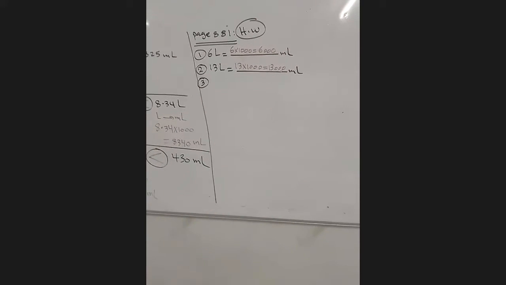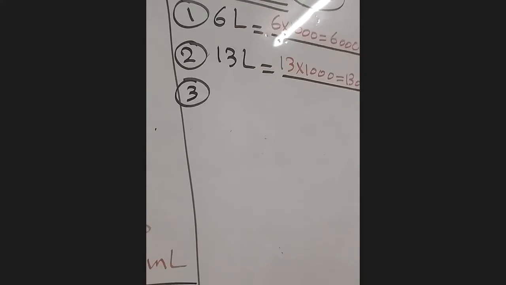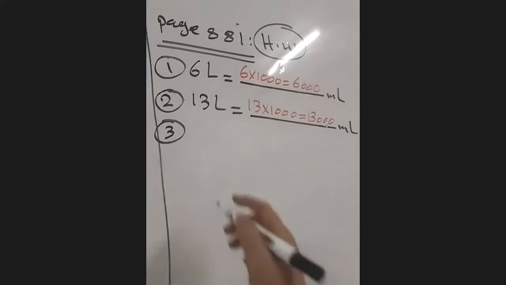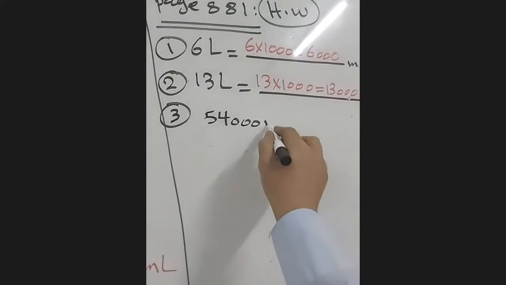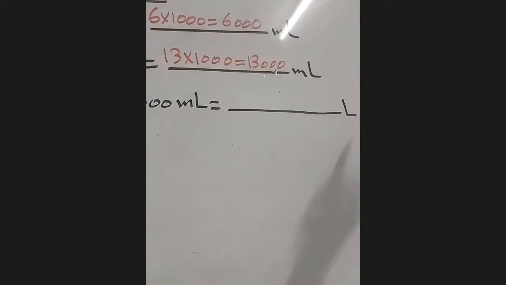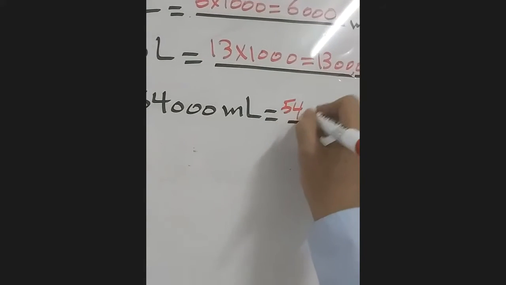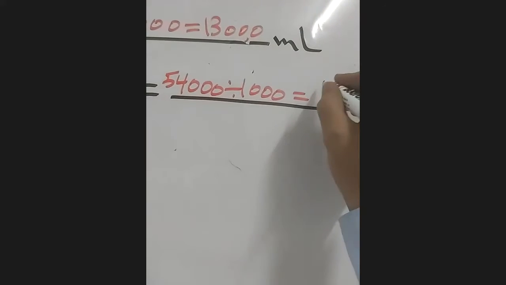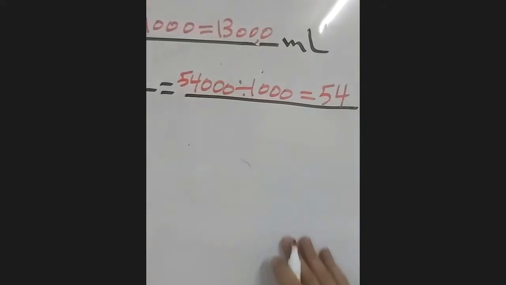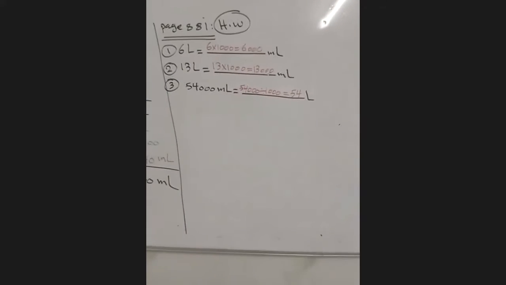Question three. Abdulrahman, read question three. 54,000 milliliter equals how many liters? 54,000 milliliter, how much in liter, right? So what do we do? We divide by 1,000. So we cross the zeros. 54 divided by 1 is 54 liter. Excellent. This is question three.